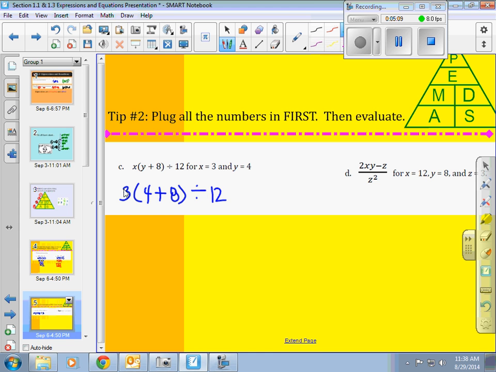So parentheses, I look on the inside, 4 plus 8 is 12. So I do that. Then I look for exponents. I do not have any exponents. So then I go multiply and divide from left to right. So as I go from the left to the right, I have 3 times 12, which is 36, divided by 12. And lastly, 36 divided by 12 is 3.